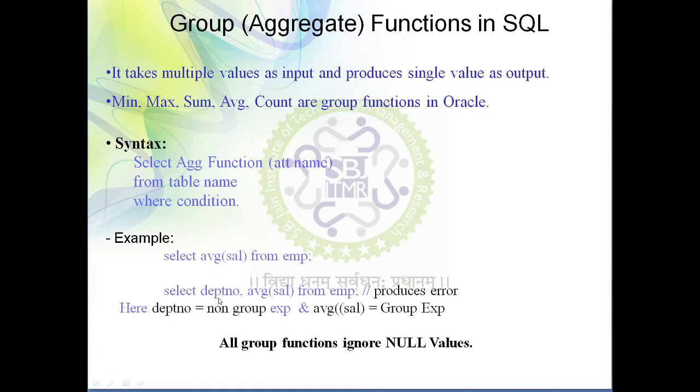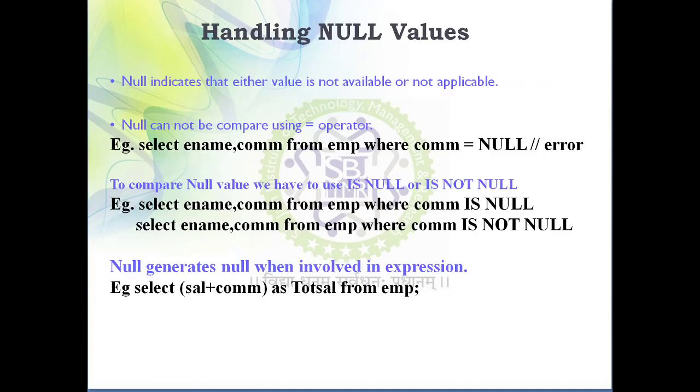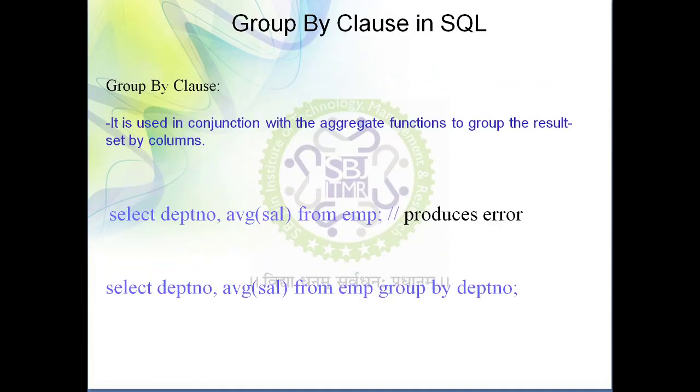We have to make this department number attribute a group expression. So how do we make that attribute a group expression? The answer is the group by clause. So what is the use of a group by clause? Generally, the group by clause is used to group a number of rows based on certain criteria.